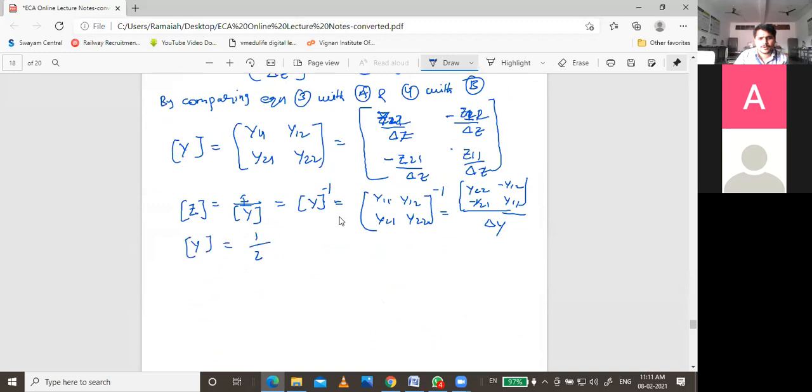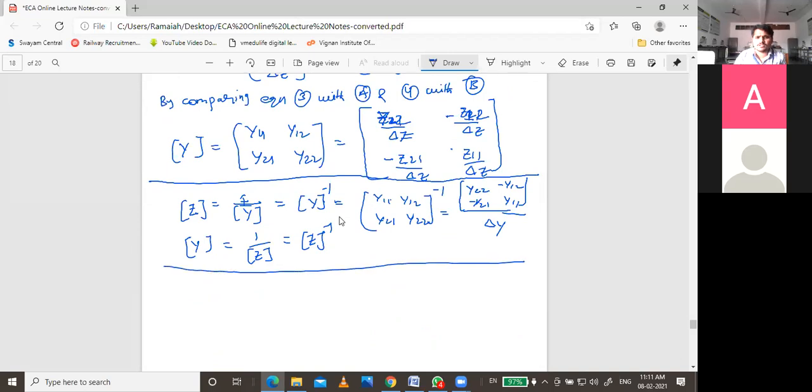In the same manner, Y is equal to what? 1 by Z, reciprocal. The reciprocal of admittance is impedance. That is our Z to the power of minus 1, that is Z inverse, inverse matrix. So in this way also you can easily solve. This is one of the notes. So this is another technique. I can use another technique also, that is the substitution method. Any technique you can use to find the answers.